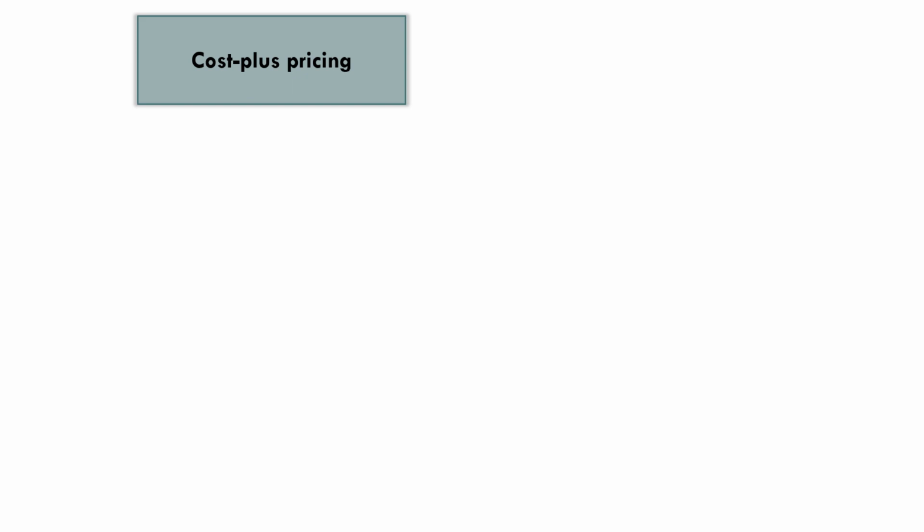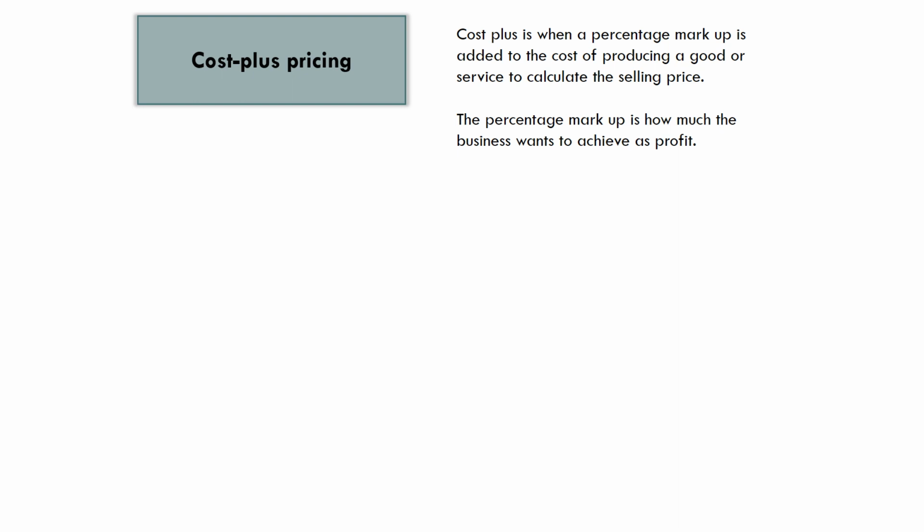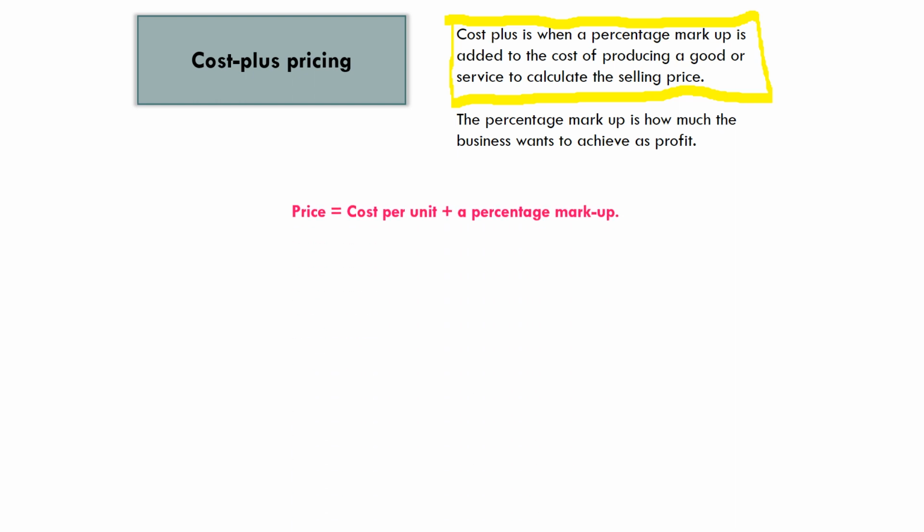So let's start off with our first strategy, which is cost plus pricing. Cost plus pricing is when a percentage markup is added to the cost of producing a good or service to calculate the selling price. The percentage markup is how much the business wants to achieve as profit. So effectively the price here is the cost per unit and we add on a percentage markup.